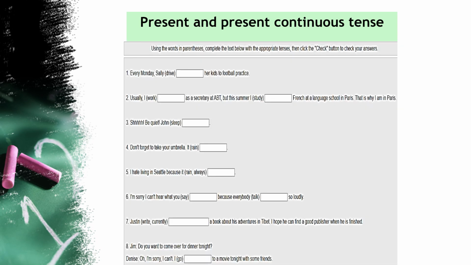Okay, let's take the practicing by using either the present or present continuous tense. In this practice, we have the verb between the brackets, so we have to use the form either in the present or in the present continuous. For example, every morning, when they said every morning, Sally drives her kids to football practice. So that is a habit, a permanent habit. So I have to use the simple present tense.